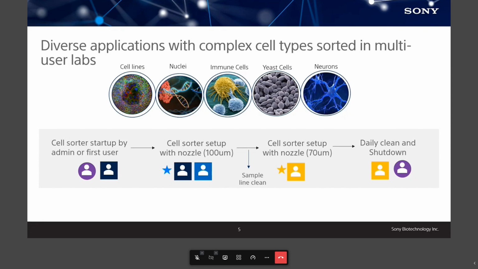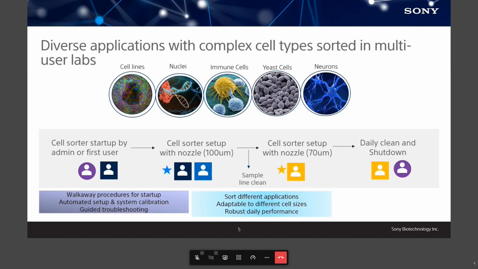So some things that instrumentation in this lab would be useful to have. Walkaway procedures for startup would be ideal. Automated setup and system calibration so that somebody could just start up the system, walk away, come back when it's ready, and guided troubleshooting as well. So if there's an issue during startup or during the run at all, what do you do? How do you resolve the issue?